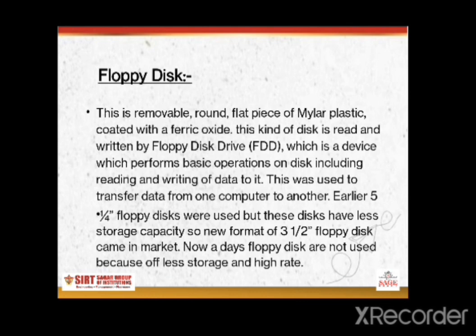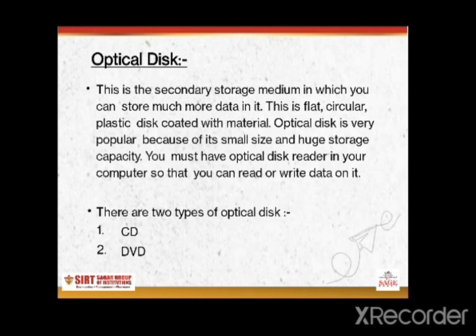Now the floppy disk is a direct storage device. It has a very small storage capacity, used to store information, but only a limited amount. Floppy disks have many disadvantages, like they generate heat and dust. A floppy disk comes in two sizes, that is 3.5 inches and 5.25 inches. So this is the floppy disk.